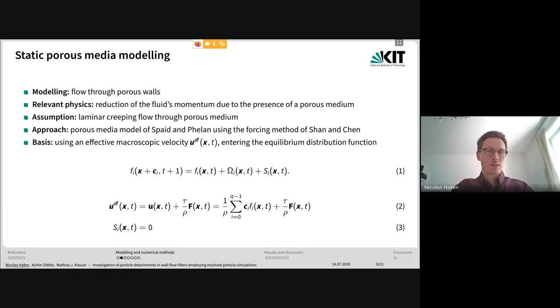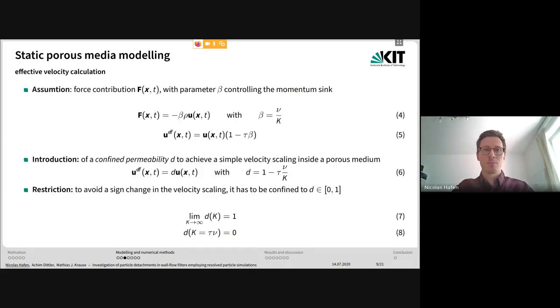In order to model this force in the Spaid and Phelan approach, it is seen as a velocity that can be scaled with the parameter beta, which is like a momentum sink that depends on the viscosity and the permeability. In equation 5, you can see that we get an effective velocity using this confined permeability d, which just scales the velocity. However, we need to be aware of the restrictions for this d, as we need to confine it from 0 to 1 to be sure that there is no flow going back in another direction.